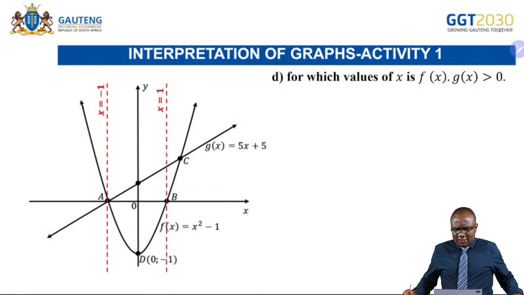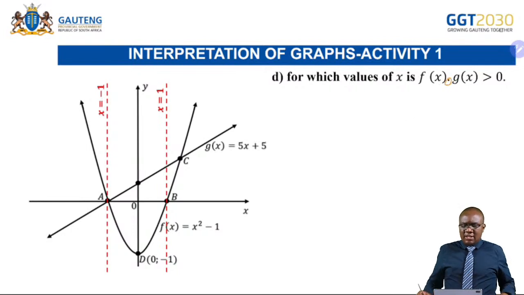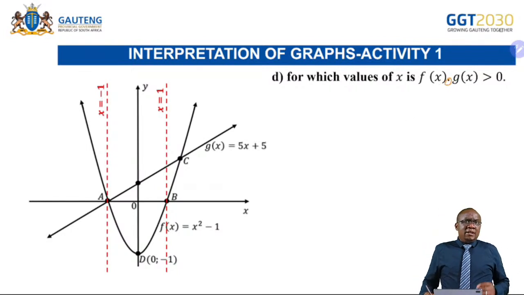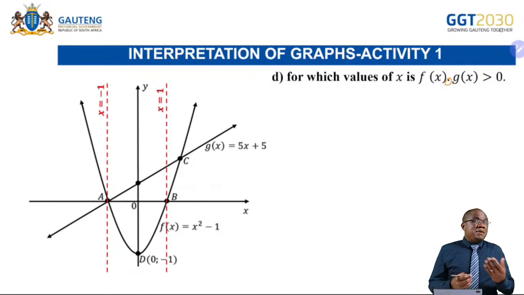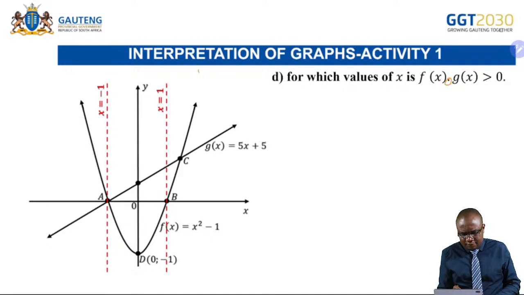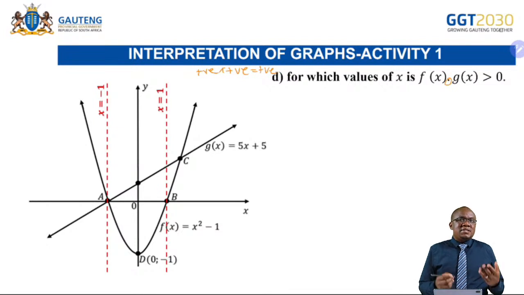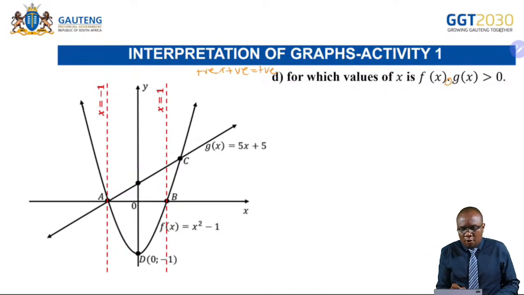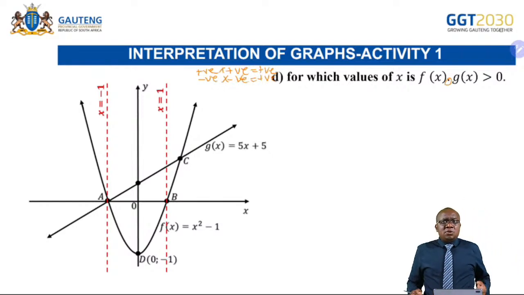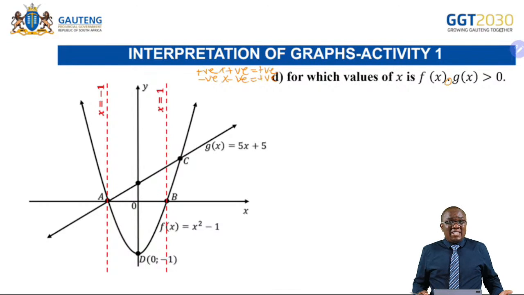Right, for which values of x is f of x times g of x greater than 0? The dot means times. Okay, it's another concept that they like. Sometimes maybe division. And remember this, positive times positive will give you positive. So now, if the two functions are giving us greater than 0, it means either both of them are positive or both of them are negative. Negative times negative equals positive. Right, you see that?